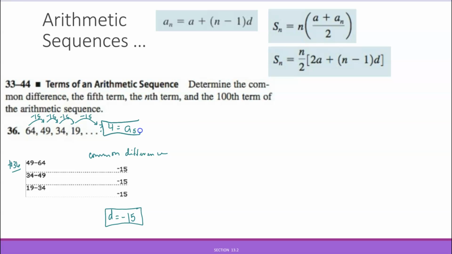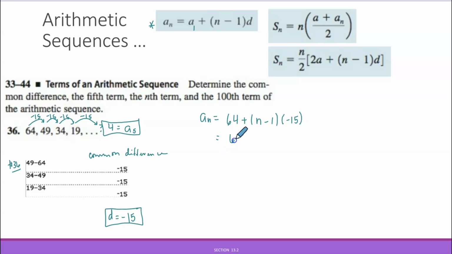Okay, next they want us to find the nth term. And remember, the nth term is that formula that generates every term. To get the nth term, we're going to take the first term. The first term is 64. To 64, we're going to add n. We don't know n because we're looking for the nth term. We don't have a specific value for it. So we're going to say n minus 1 times our common difference, which we just found to be negative 15.